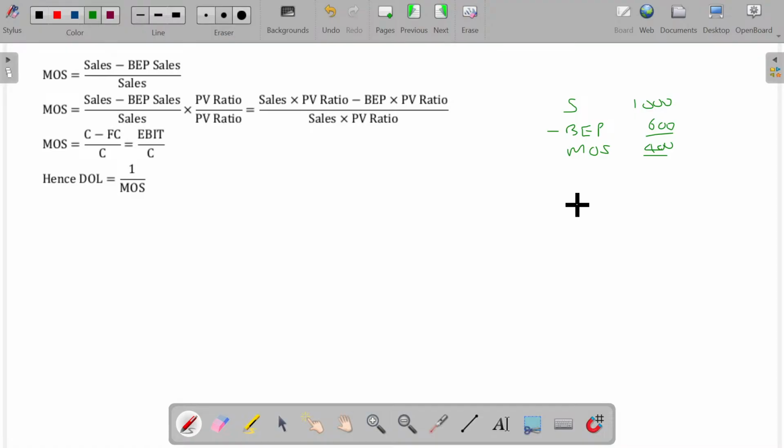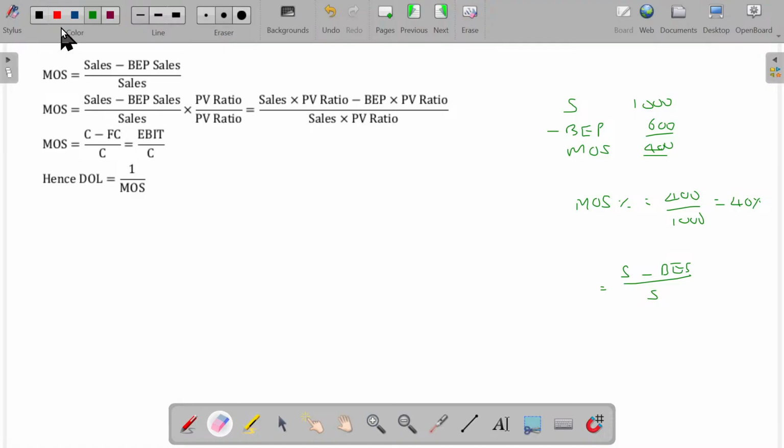If I ask you, what about the margin of safety percentage? This is nothing but 400 by 1000, 40%. It can be written this way: sales minus BEP sales whole divided by sales. That's how you can represent the margin of safety also. Out of the total sales, 60% BEP means 40% margin of safety.